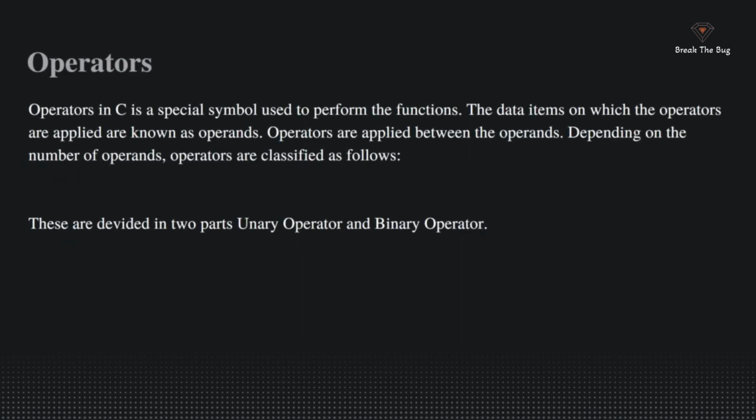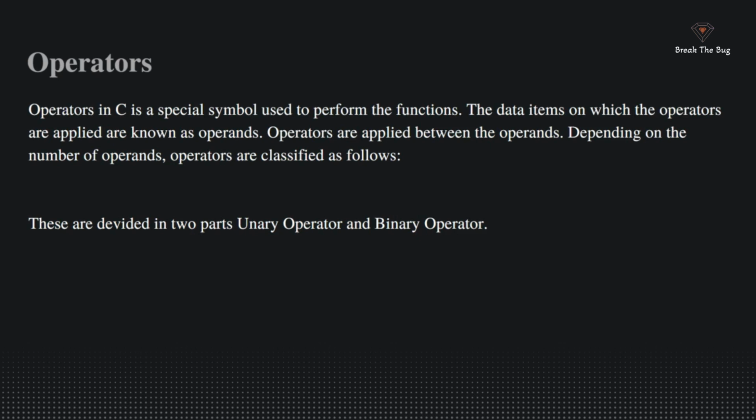Now, what are operators? An operator in C language is a special symbol used to perform functions. The data items on which the operators are applied are known as operands. Operators are applied between the operands. Depending upon the number of operands, operators are classified as follows. Operators are divided into two parts: unary operators and binary operators.